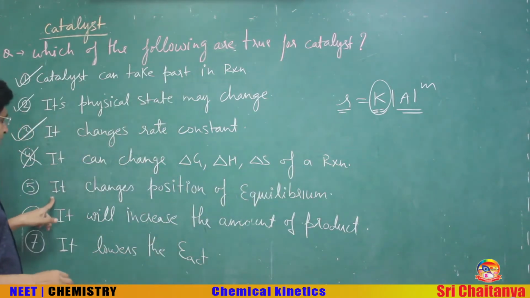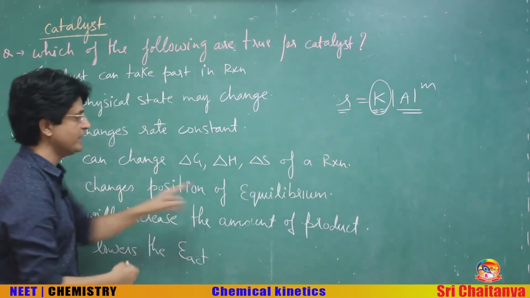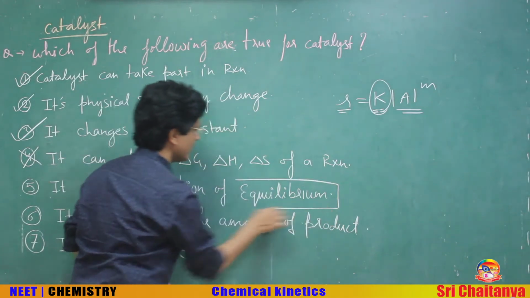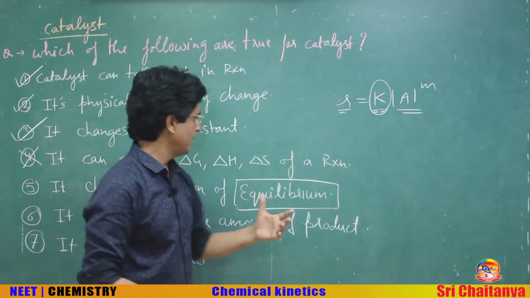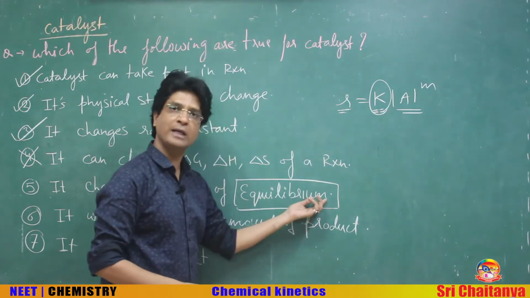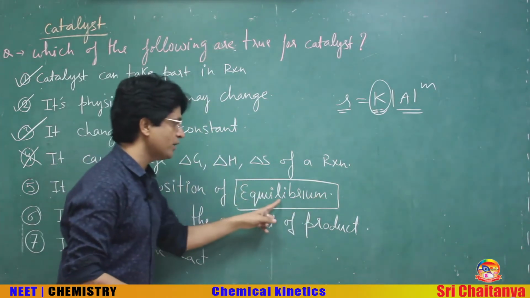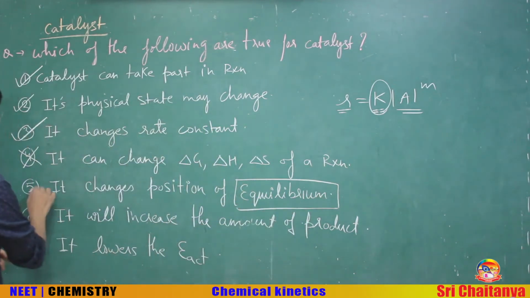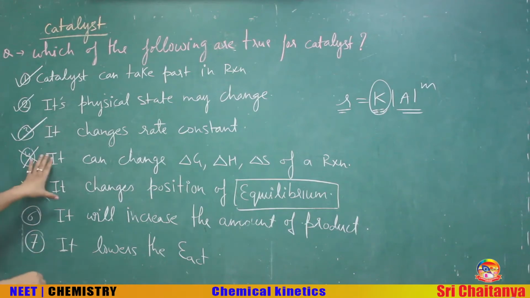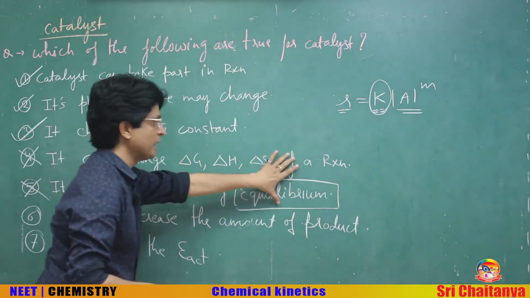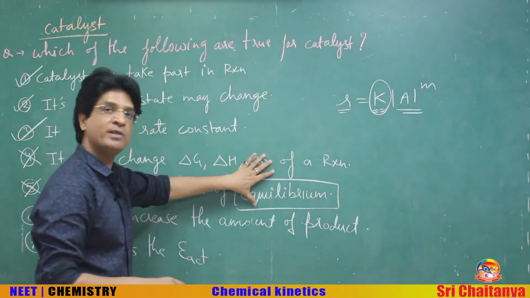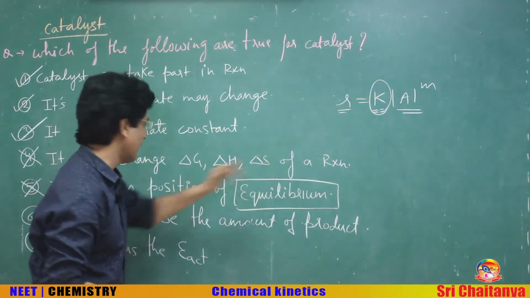Now again, the fifth sentence, it changes position of equilibrium. Again, equilibrium is a thermodynamic property. Anything which is kinetic has got nothing to do with thermodynamics. So it does not change equilibrium. This is also wrong. These two sentences just say that these are all thermodynamic terms. Thermodynamic terms cannot be changed by using a catalyst.